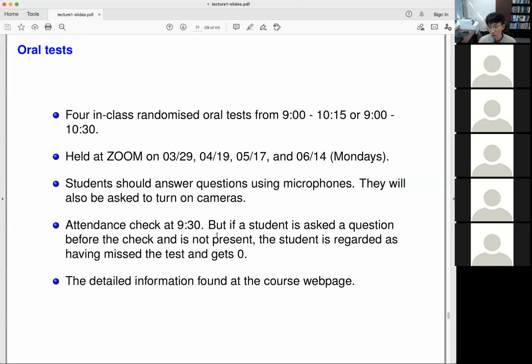Likely, we're gonna start in maybe 5 past instead of 9:00, we will have a 9:05 to accommodate some students just late for a few minutes. And if you go to the course webpage, you'll find more information about them. And for each of the oral tests, the scope of the oral test is already announced. So if you go to the course webpage, then you will see which topics will be covered in each of these oral tests.